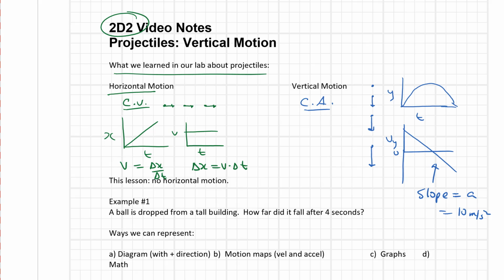In this lesson, we're not going to be worrying about horizontal motion. We're just going to be doing vertical motion. So in the future, whenever we're talking about velocity, I'm going to say Vy and things like that. Sometimes I might let it slip and just say V instead of Vy.